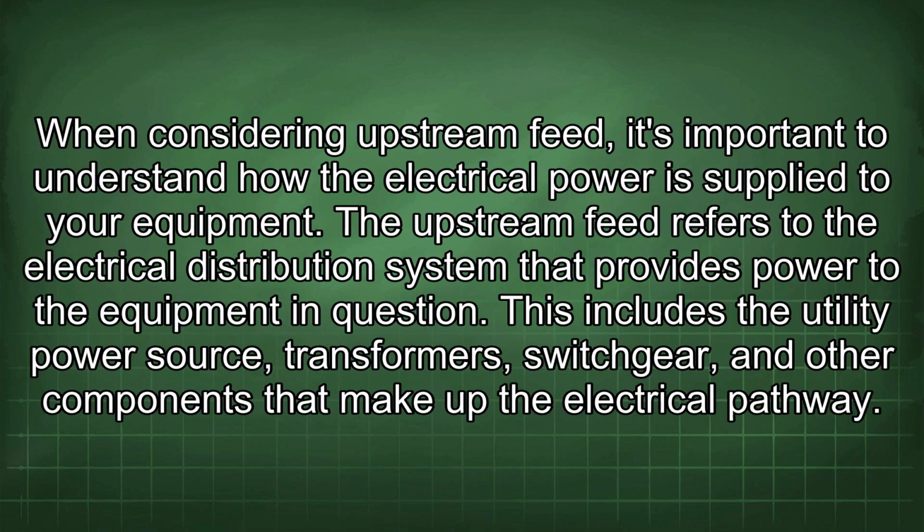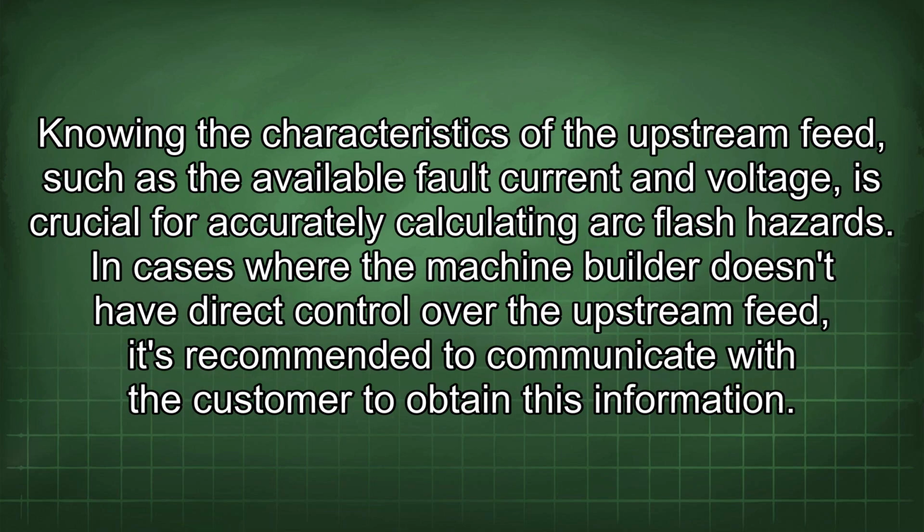When considering upstream feed, it's important to understand how the electrical power is supplied to your equipment. The upstream feed refers to the electrical distribution system that provides power to the equipment in question. This includes the utility power source, transformers, switchgear, and other components that make up the electrical pathway. Knowing the characteristics of the upstream feed, such as the available fault current and voltage, is crucial for accurately calculating arc flash hazards.